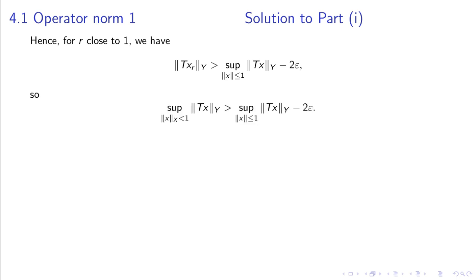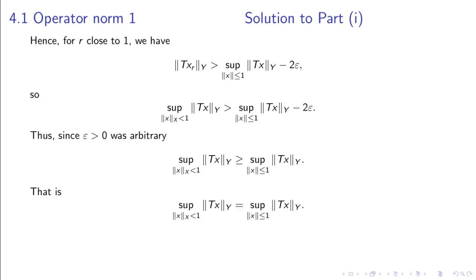Since x_r lies in the open unit ball, this shows that the supremum of ‖Tx‖_Y over the open unit ball is strictly bigger than the supremum over the closed unit ball minus 2 epsilon. Because epsilon was arbitrary, we have that the supremum over the open unit ball is at least the supremum over the closed unit ball. Thus, the first equality holds.